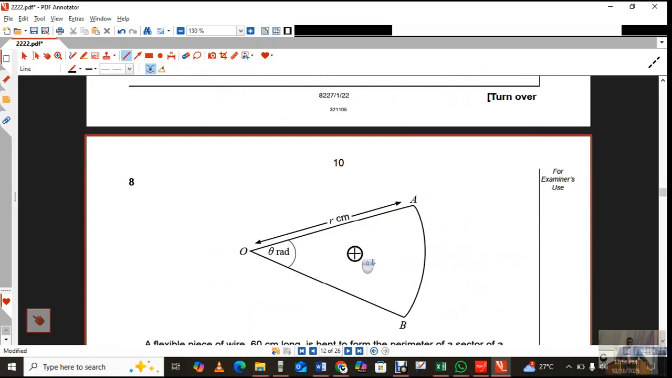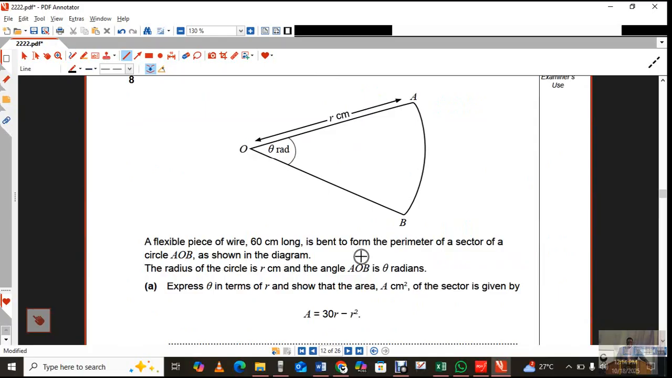Right, that takes me to question 8. We have a flexible piece of wire and it is 60 centimeters long, which means that is the perimeter of that. So this is also going to be r centimeters, this distance here. AB is going to be an arc length. And I hope that you know how to calculate the arc length. The arc length formula is given to us.